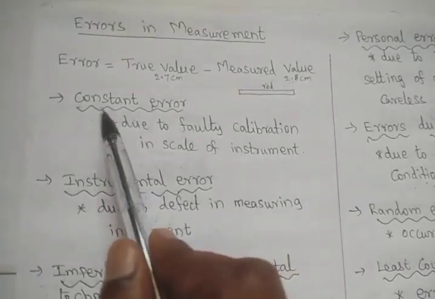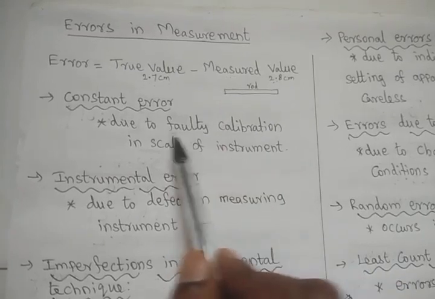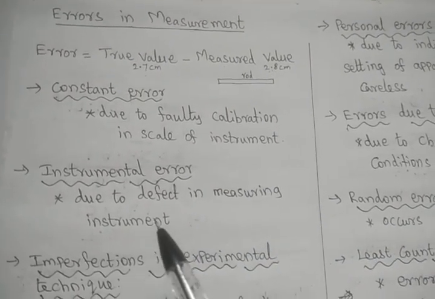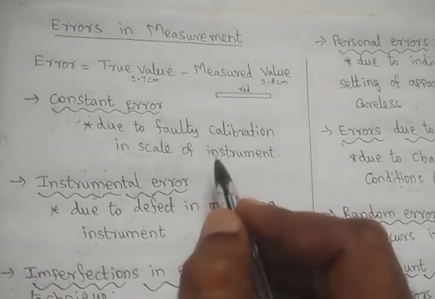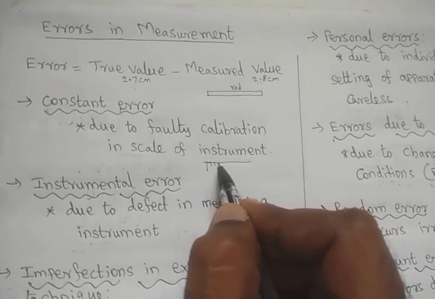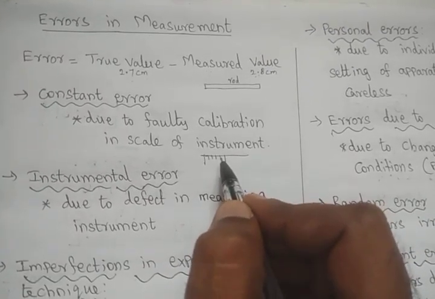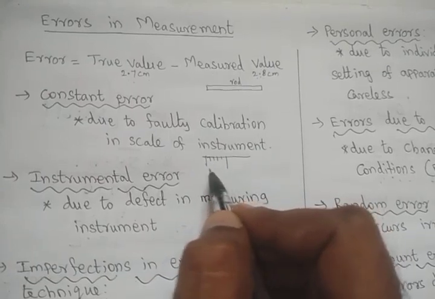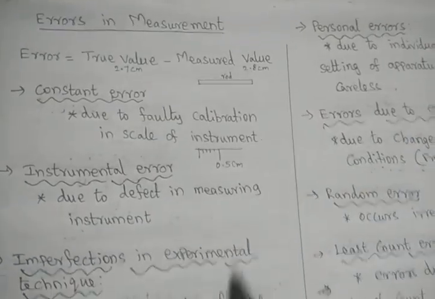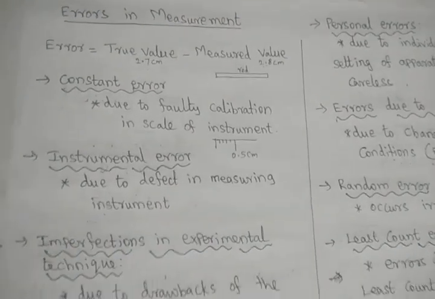The first one is a constant error. This constant error is due to a defect or fault in the calibration of the measuring scale. Let us consider a small scale. The scale having calibration 0, 1, 2, 3, 4, it is 0.5. Sometimes the length is not actually 0.5 centimeters, and some calibration mistake may occur. That type of error is called a constant error.